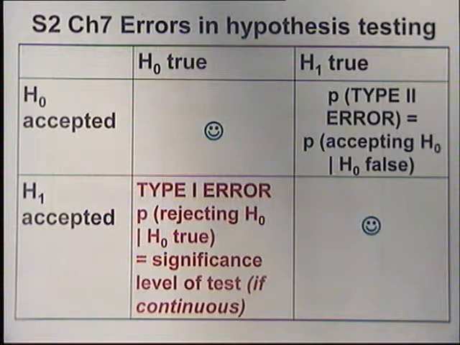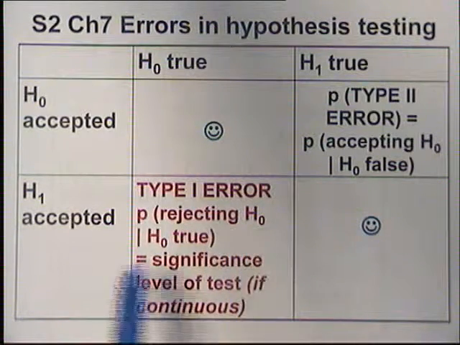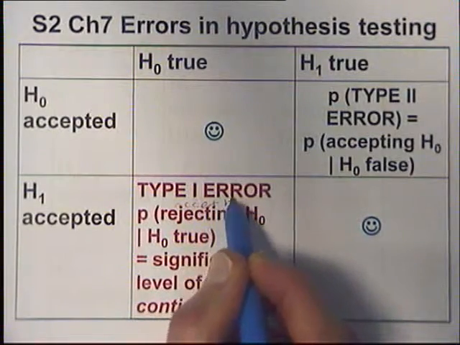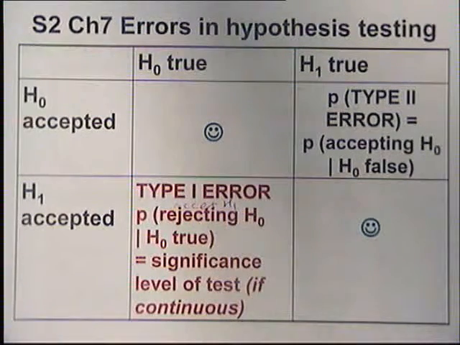And the way I remember which is a type 1 and which is a type 2, this may work for you, I remember a type 1 error is when you accept H1. I know it's not what it says there, but that's the same thing. So type 1 error is when you accept H1, so the two ones go together. Type 1 error is when you accept H1, when you shouldn't.